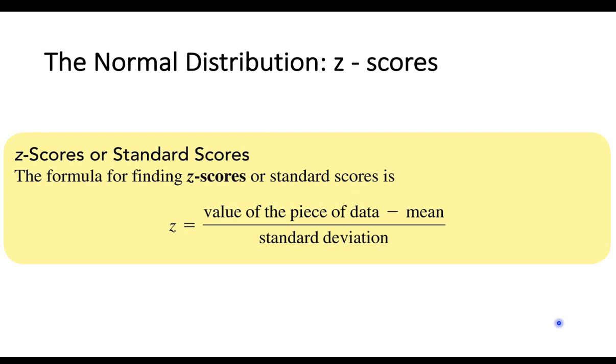Here's a formula for calculating the z-score. To find a z-score, you're going to take the piece of data, whatever it is, subtract the mean from it, get that answer, and then divide by the standard deviation.